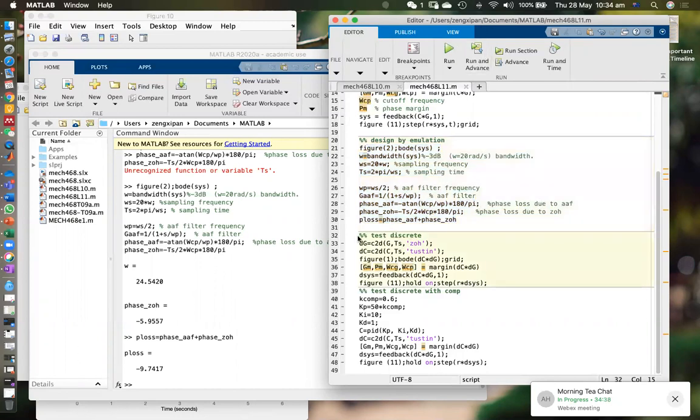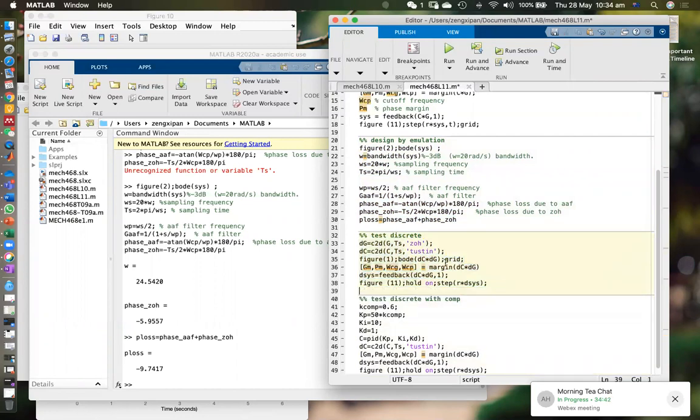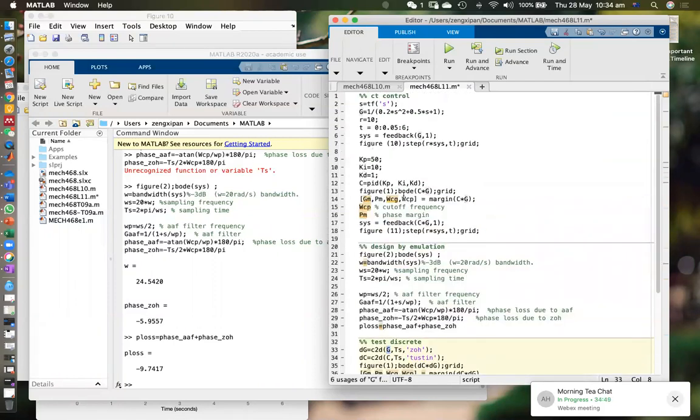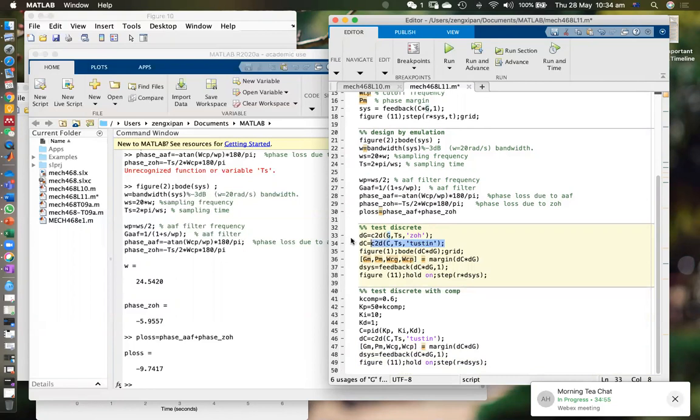So this one, I just test what's going to happen to the system if we don't do anything. What I do is I get from the plant this G and C. G is our plant, C is our controller. I digitalize it. For the plant, I use the zero order hold. For the controller, I use Tustin. Does anybody know why I use zero order hold for the plant?